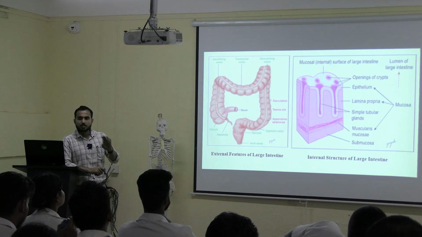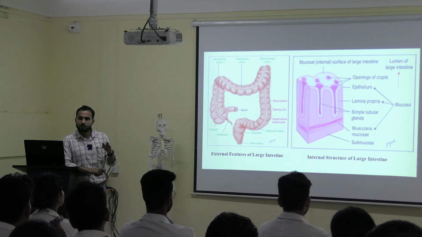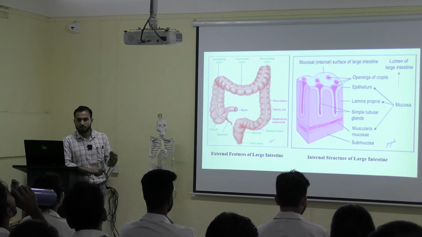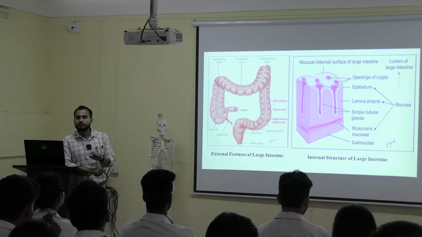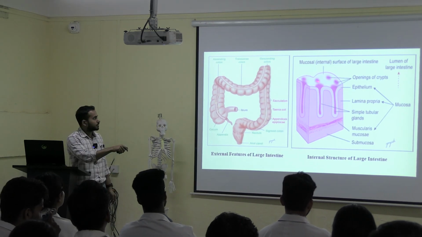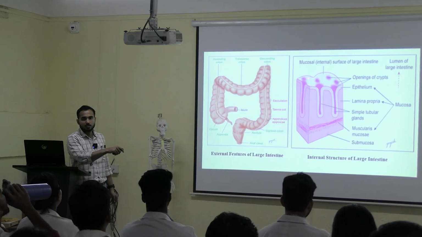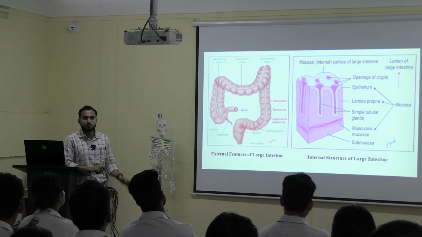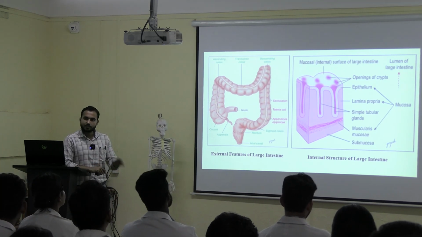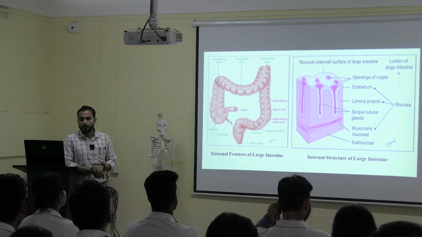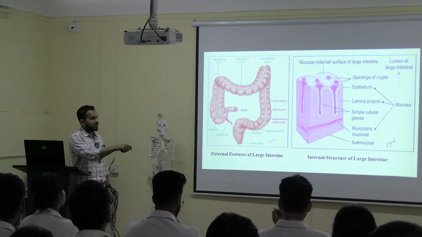Now, if you see the internal structure of the large intestine, the same four layers will be there. But what will be the difference? If you see the lumen, so this is the lumen. What is absent over here? Villi are absent. That means you can't see any villi. Rest everything is almost the same. So the lining epithelium will be the same.